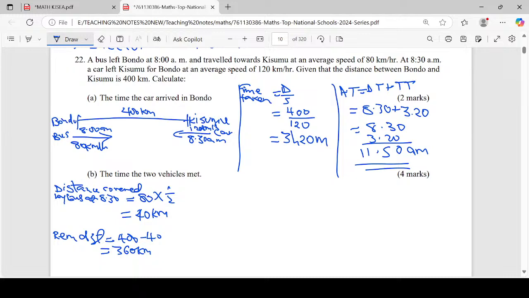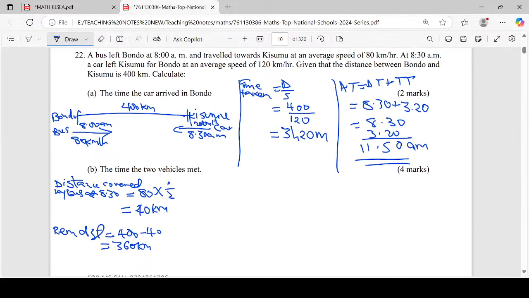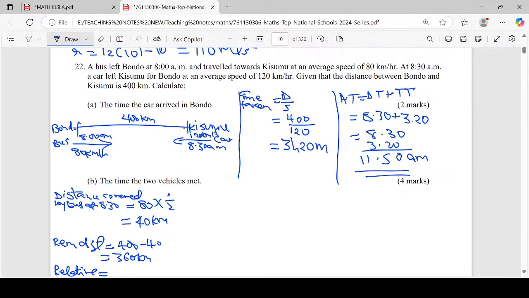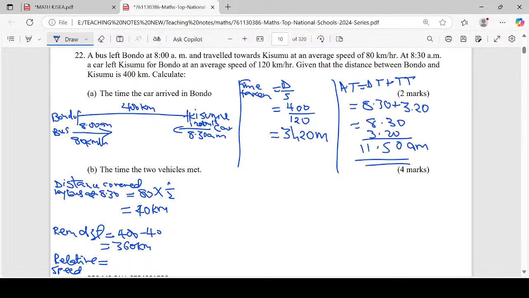After we've obtained that as the distance, let's also get what we call the relative speed. For the relative speed, vehicles are approaching each other, so the relative speed is obtained by addition. You add the individual speeds. The speed of the car was 120 plus the speed of the bus, which was 80. So the relative speed here is 200 kilometers per hour.